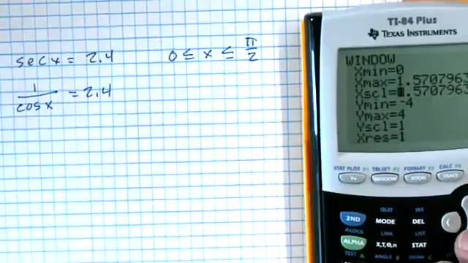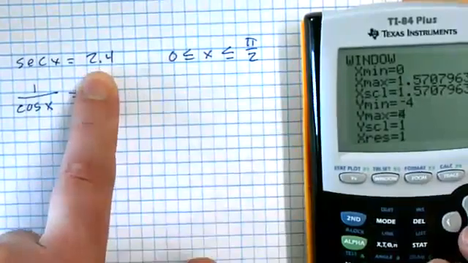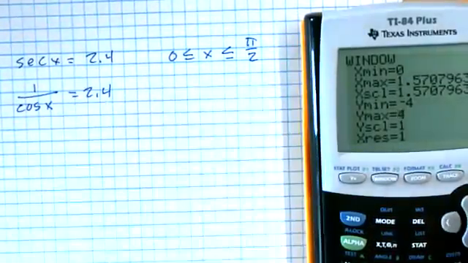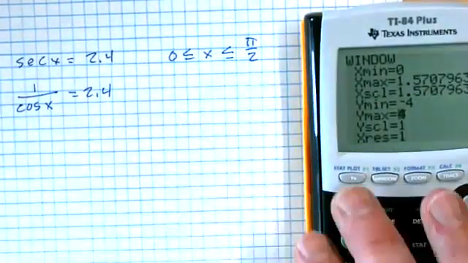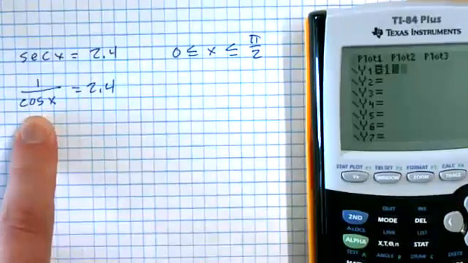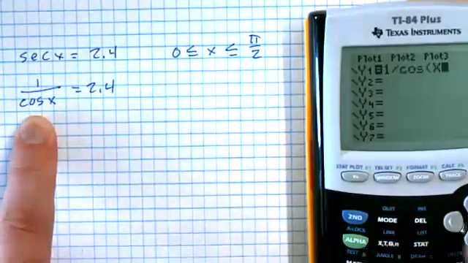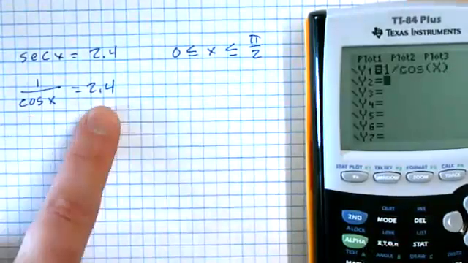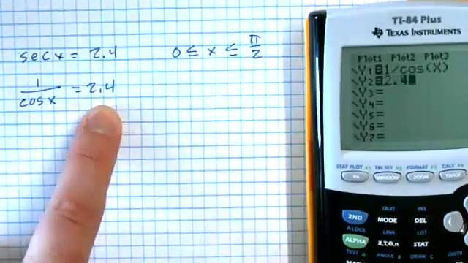And the y min and the y max, as long as I'm going to show 2.4 in there someplace, I should be good. So -4 to 4 will work for me. I'll just go ahead and leave that there. And then I'll type in my left-hand side of my equation here. So 1 divided by cosine x. And then I'll type the right-hand side of my equation for y2.